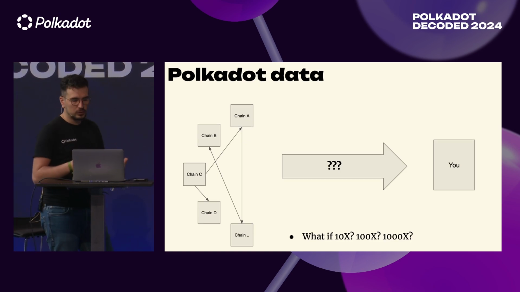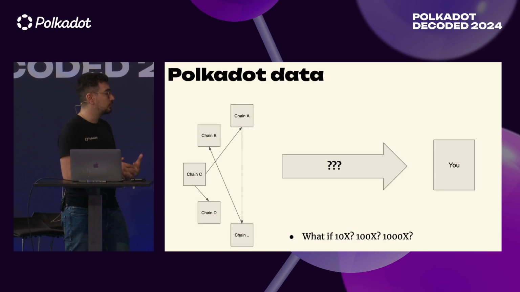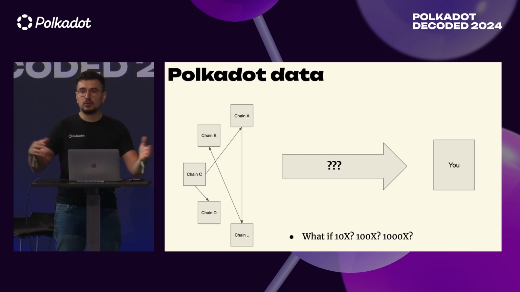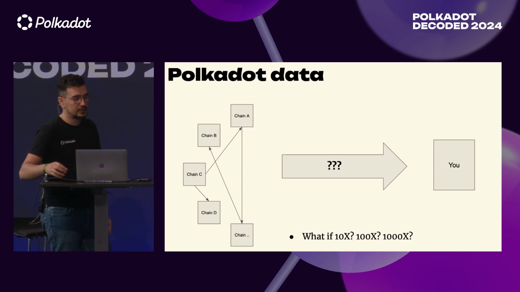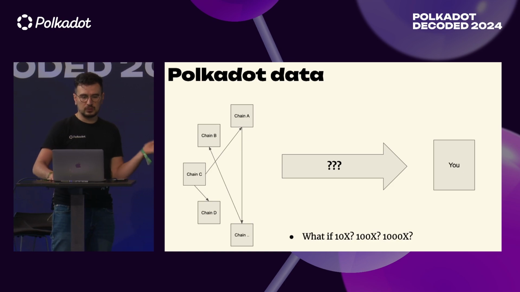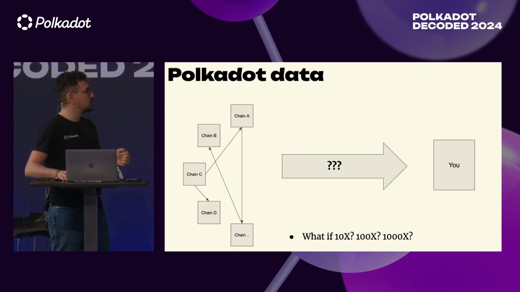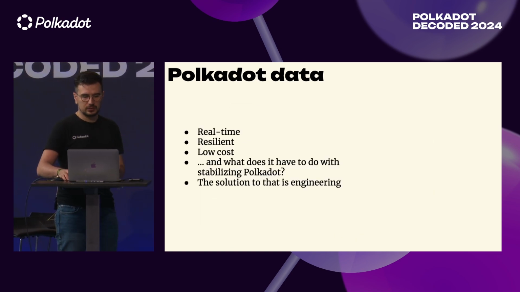All of that contributes to a lot of complexity, especially if we consider an ecosystem that would be growing 10x, 100x, or 1000x. What kind of solutions do we have to actually get access to the data and understand what's going on in the ecosystem?